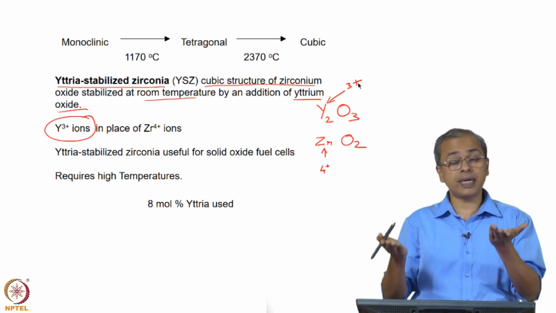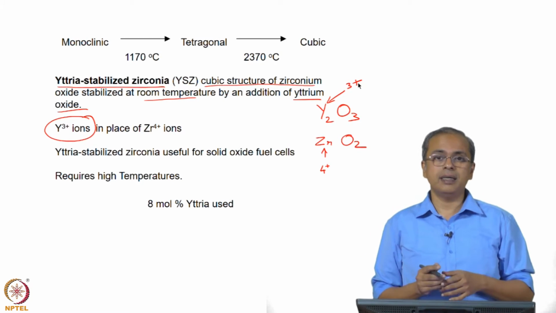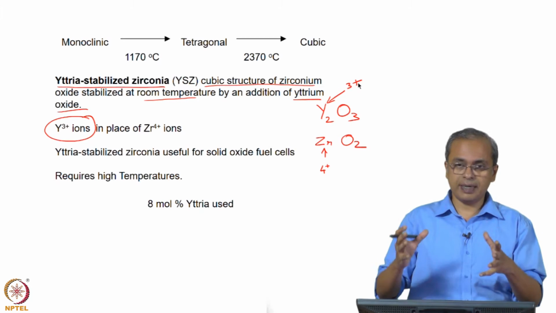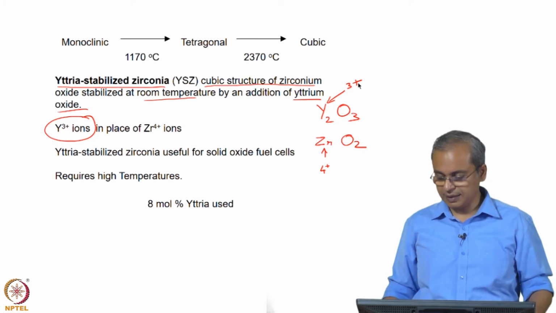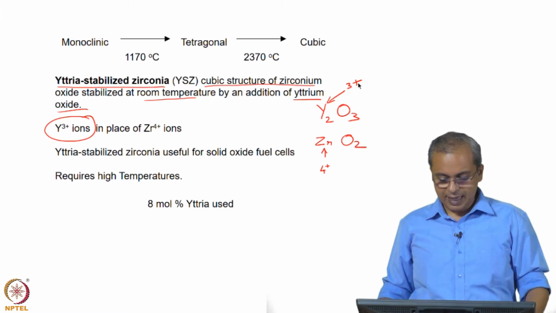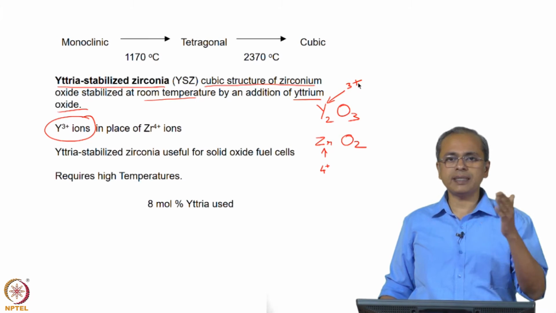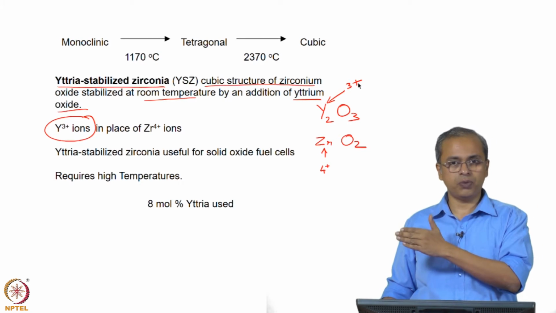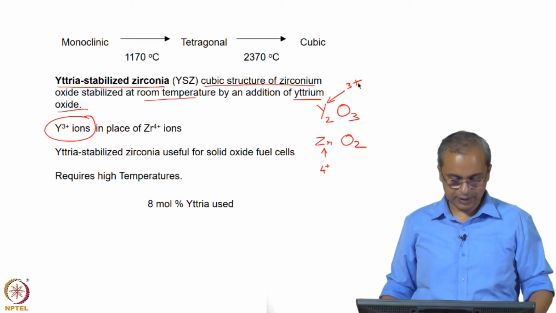You cannot have charge neutrality, it has to be a charge neutral material. Nature will try to get it to be charge neutral, and it ends up that you have oxygen ion vacancies, and because of these vacancies you actually have better oxygen transport in some of this yttria stabilized zirconia.